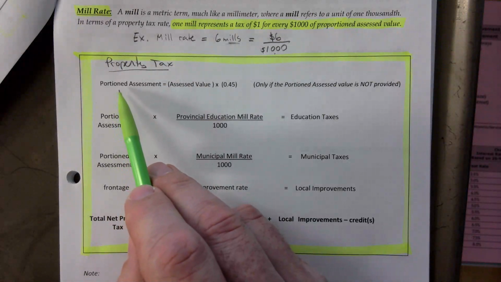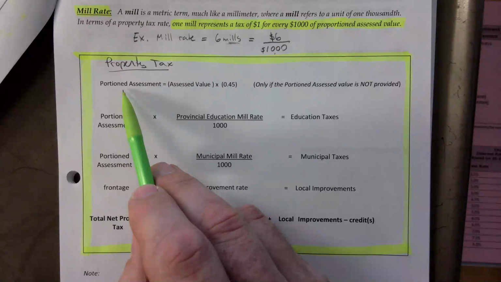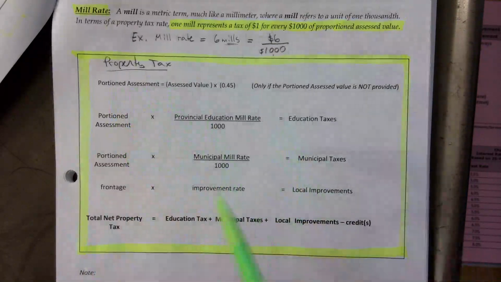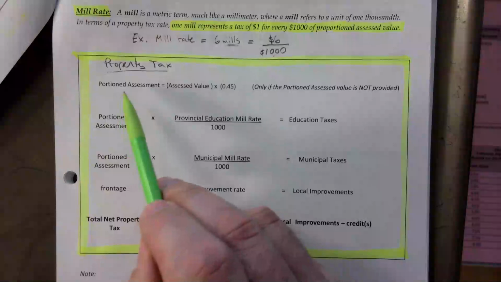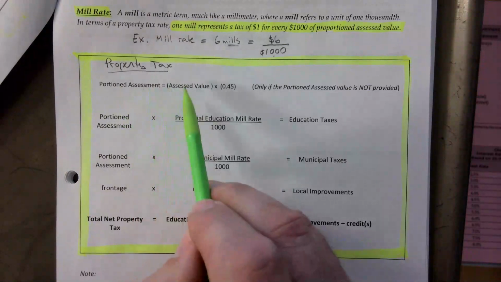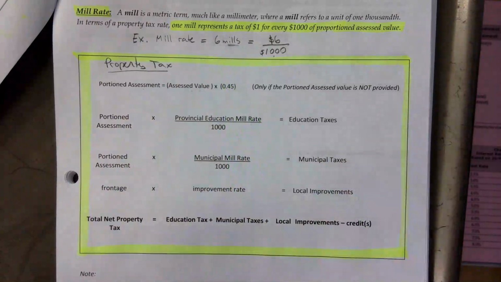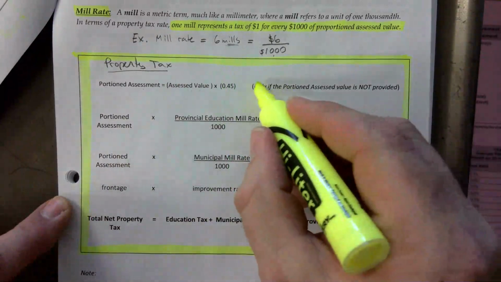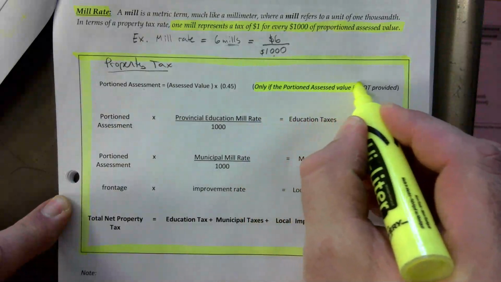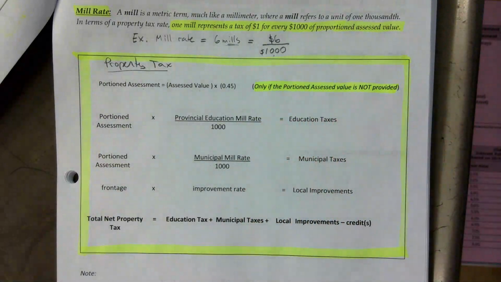Just stay with me for another couple minutes. I won't do an actual math example. I'll just explain this, and then on Monday we'll calculate. But portioned assessment, you take the assessed value of the home times 0.45. However, only if portioned assessed value is not provided. Okay?